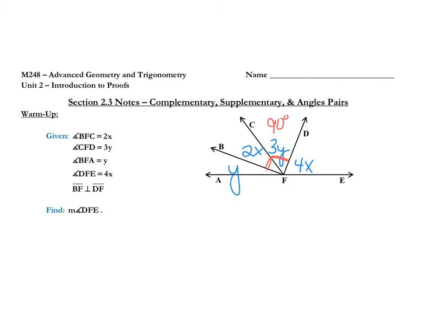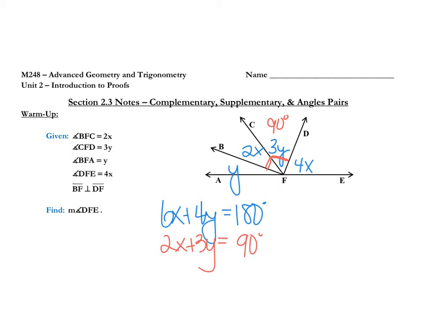The first is that all the blue, not focusing on the red, all the blue creates a straight angle, which is a line. A straight angle adds up to 180 degrees. Okay? And then for the red, we have that those two angles, 2x plus 3y, equals 90 degrees. And we have a system of equations.